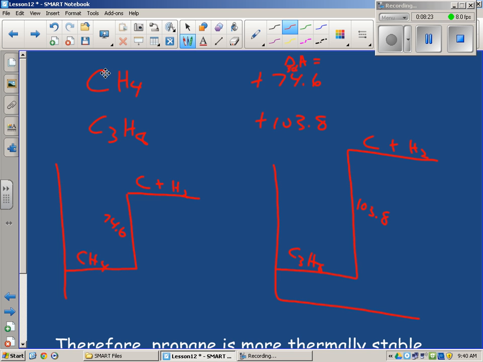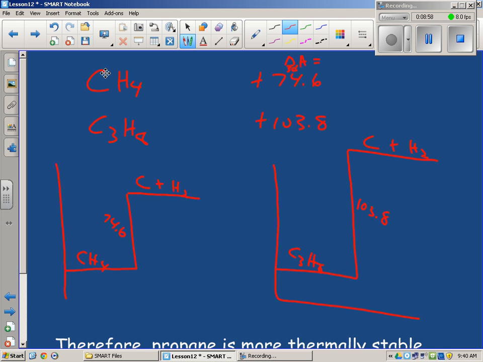I've decomposed it. If you start with propane, you get to 25 kilojoules, you get to 50, 75, 100, and it's still stuck together. I get to 103.8, it finally breaks apart. So for decomposition, the bigger the positive endothermic number, the more stable it is, because that means you have to put in more heat to break it down.